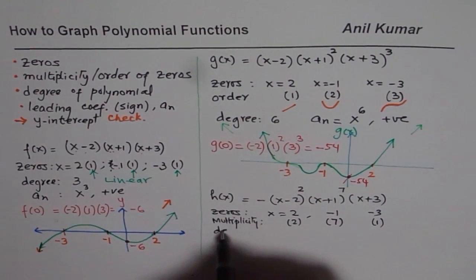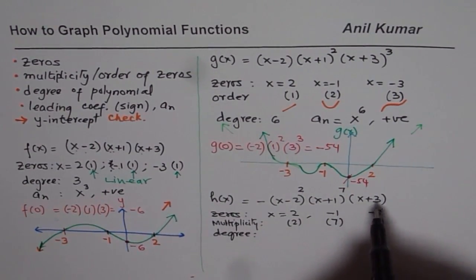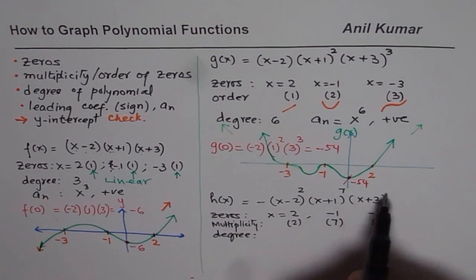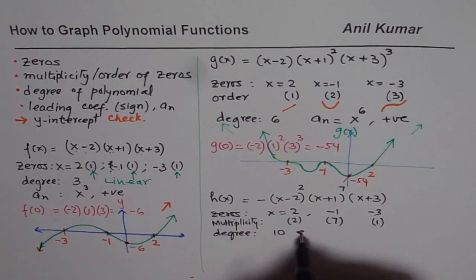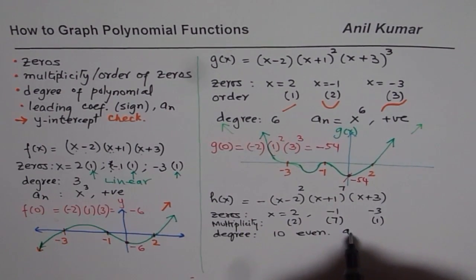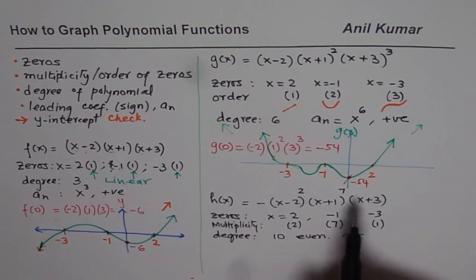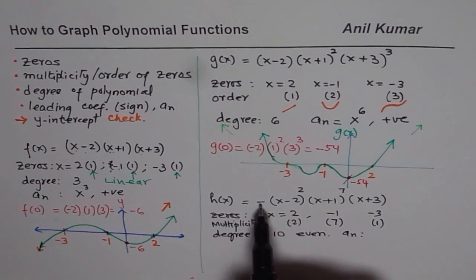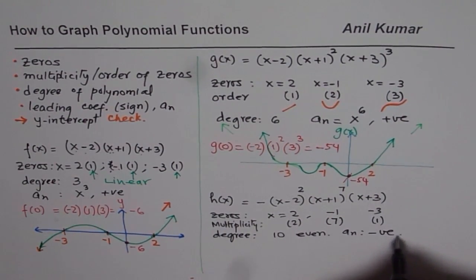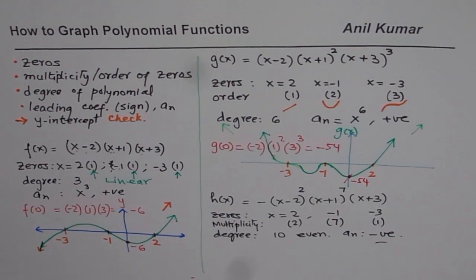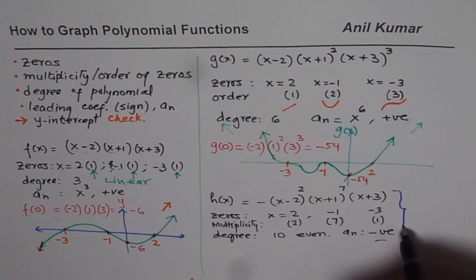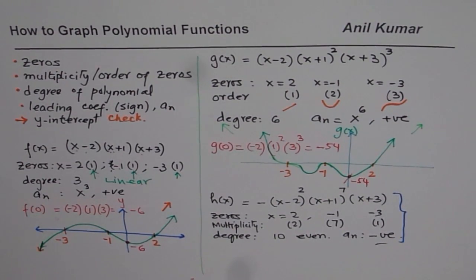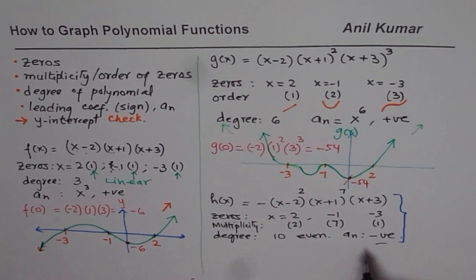Now, the degree of our polynomial in this case is 2 plus 7, 9, 9 plus 1, 10, right? So it is even degree. As far as the leading coefficient is concerned, when we multiply these three terms, we get x, but that makes it negative. So the leading coefficient is negative. With this kind of information, I would like you to sketch this graph and then check with my solution. I'm sure that is going to help you a lot in understanding the concept.